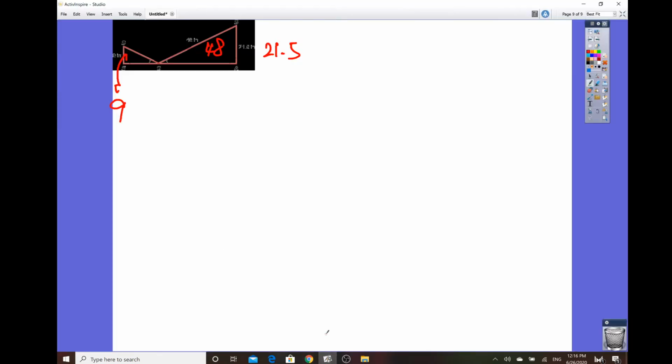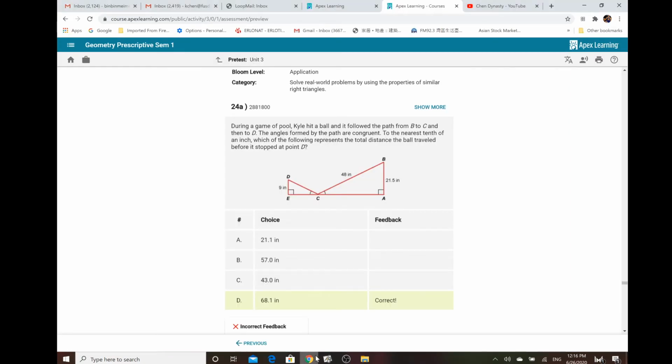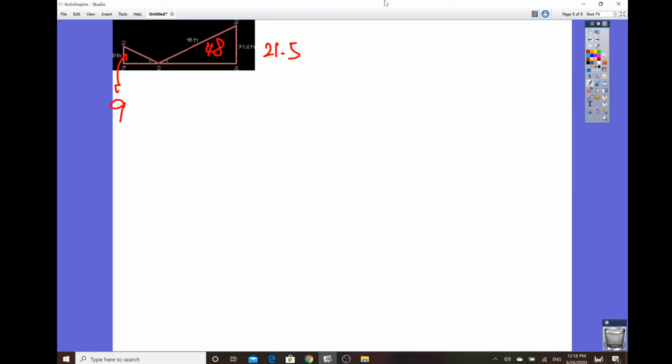So what we need to do first, we need to find out the distance from point C to point D. Okay, so this one's from point C to point D. So first thing that you want to do, you want to set up the proportionality equation. So again, the height versus the height, and then the hypotenuse versus the hypotenuse.